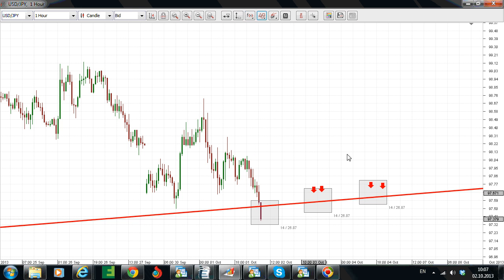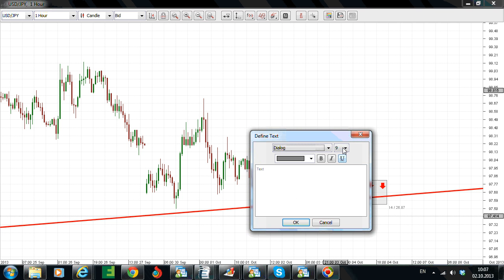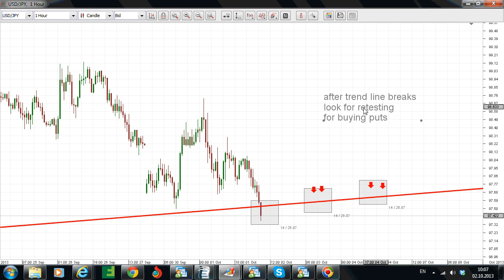This pattern is a reversal pattern. Normally price comes and reverses to the same level, and by the time it will come there, we will just engage into buying puts. So normally, let's just write here, after the trend line breaks, look for retesting, for buying puts in our case here, because this is a reversal pattern to the downside.